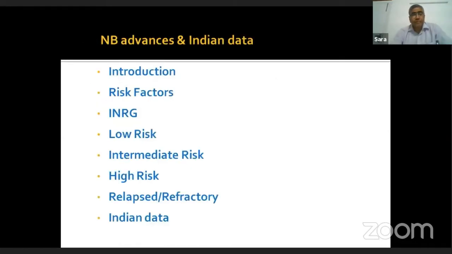That's a disclosure. Then what we will discuss is that I'll introduce the topic and then take you through the risk factors, and then INRG classification, that is International Neuroblastoma Risk Groups, and then discuss a little bit about low risk neuroblastoma, how do we manage, intermediate risk, high risk, and a few slides about relapsed refractory neuroblastoma, and then a couple of slides about Indian data.